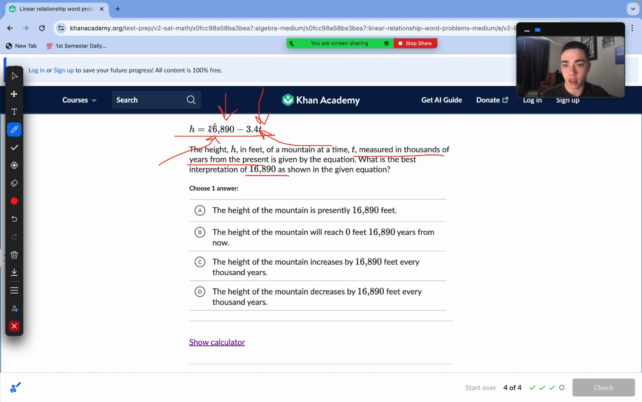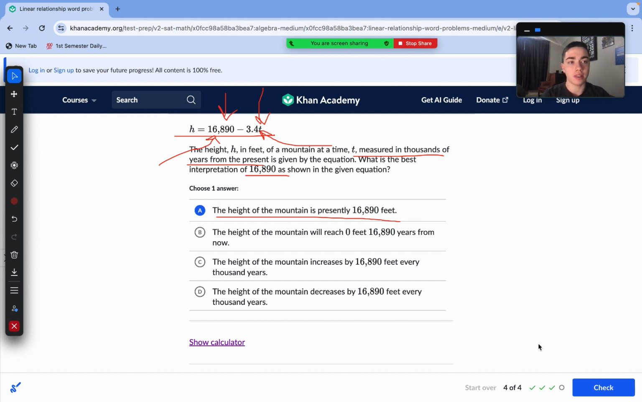So the initial height of the mountain is presently 16,890. So B is incorrect, C is incorrect, and D is incorrect. C and D, they represent a slope amount increasing by a certain amount and decreasing by a certain amount. B, that's kind of like an intercept. Well, not really. We'll reach 0 feet, so they're putting h as 0 and then they're solving, which is not an intercept. That doesn't make sense. So A is usually represented by a y-intercept. It is our initial height of the mountain.